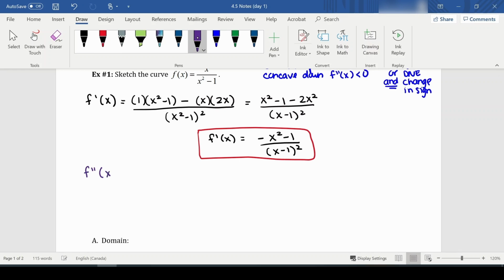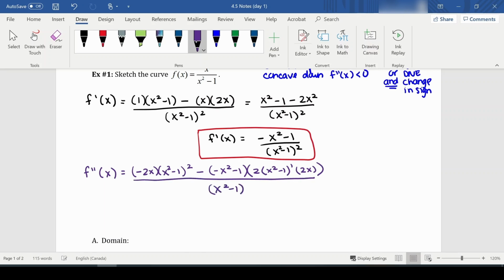We're going to need quotient law again. So the derivative of the top this time is negative 2x times the bottom. Oh, I just noticed an error. I forgot my x squared in my brackets there. Sorry, go back and fix that. Okay, so the bottom should be x squared minus 1 all squared minus the top, which is negative x squared minus 1, times the derivative of the bottom. You need chain rule for that. So you should get 2 times x squared minus 1 to the power of 1 times 2x all over x squared minus 1 squared.